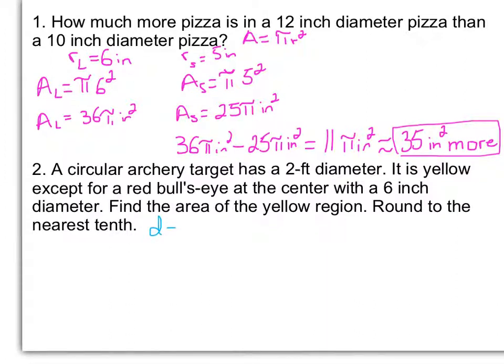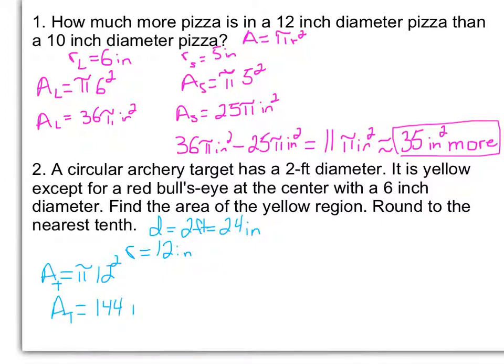So the target's diameter is 2 feet, or 24 inches, making the radius 12 inches. So let's first find the area of the whole target. So area of the target, pi times the radius squared. So for the whole target, our area is 144 pi inches squared.